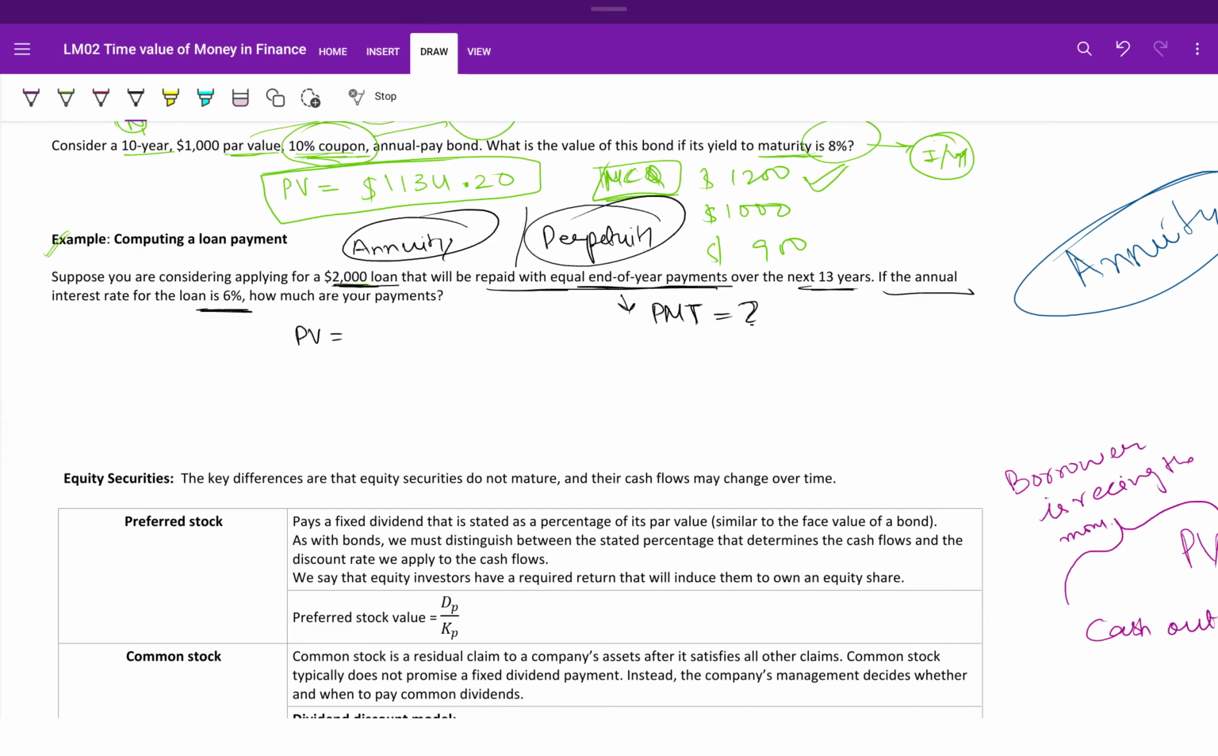We are having this much value, $2,000, over the next years. So N is equal to 13 years. If the annual interest rate I/Y is 6%, we need to calculate the PMT. What would be the PMT? And remember, since we are paying off the loan, the future value is going to be zero.